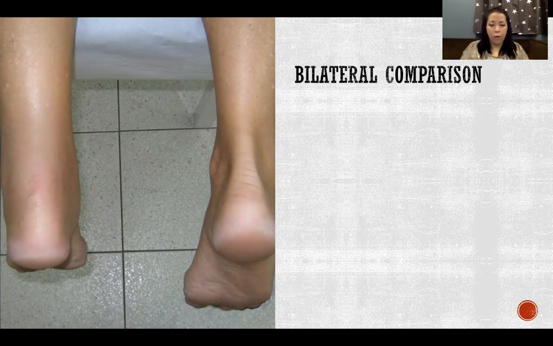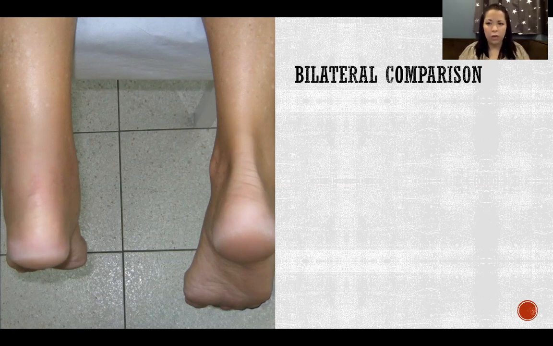But when we look at both sides, without knowing anything about this person, clearly we can see that there's a serious problem on the left side when we compare it to their right. On the right side, you can see the Achilles is well outlined and defined. And on the left, the problem is that they've ruptured their Achilles tendon. That's why we can't see it anymore. It's been ruptured, so we no longer have that clear definition of the Achilles. And instead, we have all of this swelling that's happened because of the injury. Okay, so this is just a very clear example of why bilateral comparison is really important.